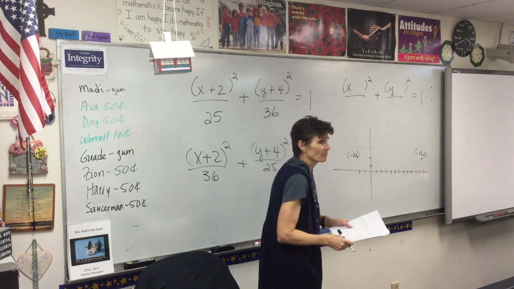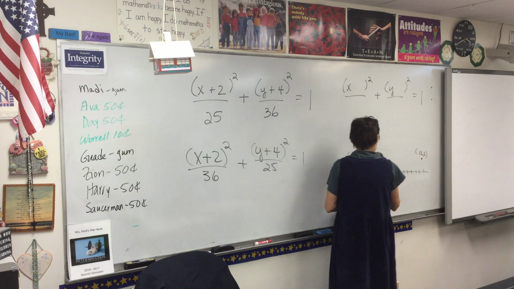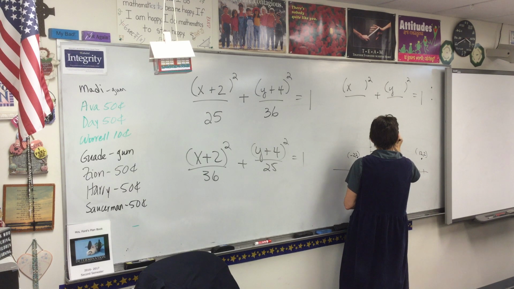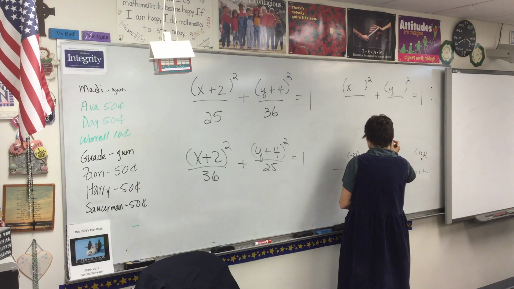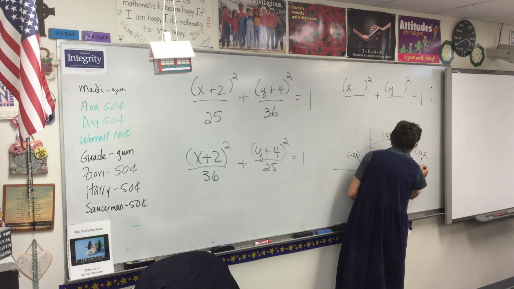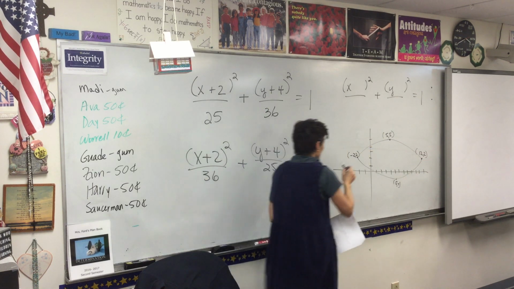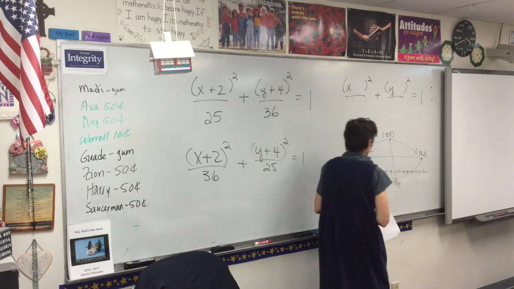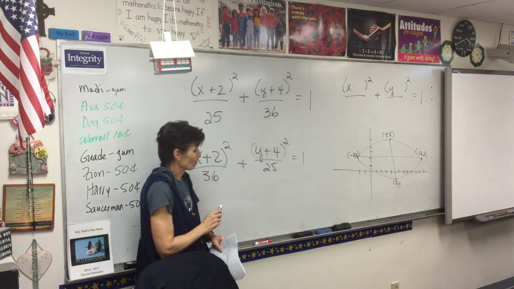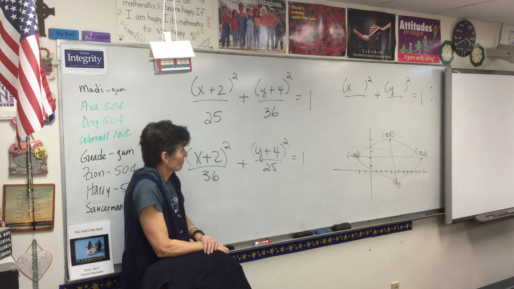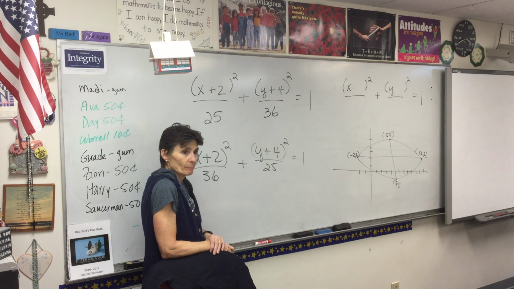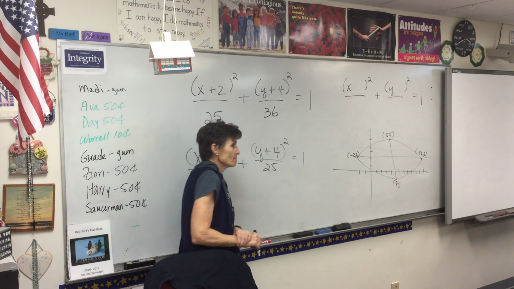Wait a second, guys. 1, 2, 3, 4, 5. This is the given. So here's my ellipse. This is the major axis, and this is the minor axis. This is like a puzzle. What do you think? Do you have any ideas?